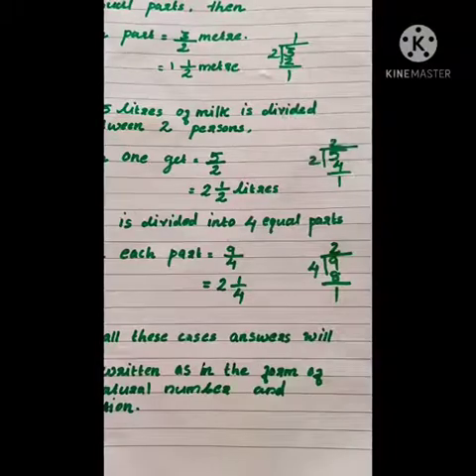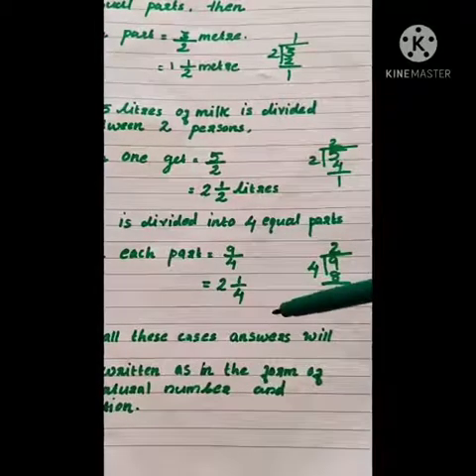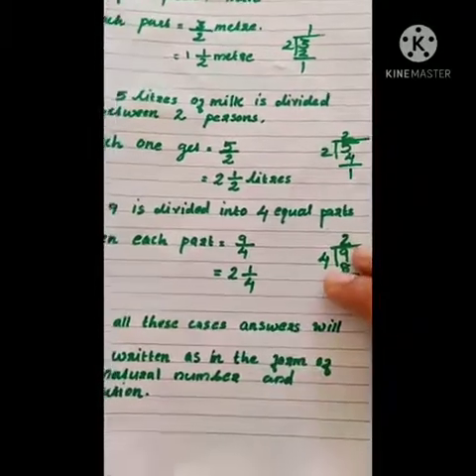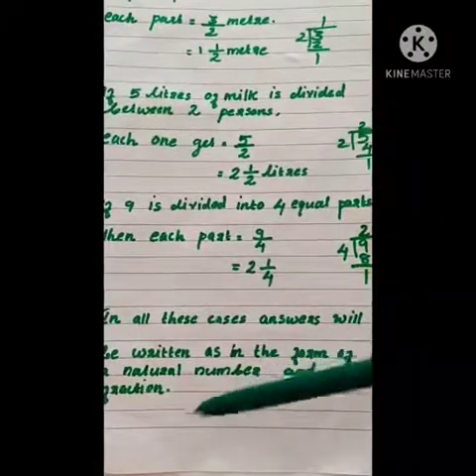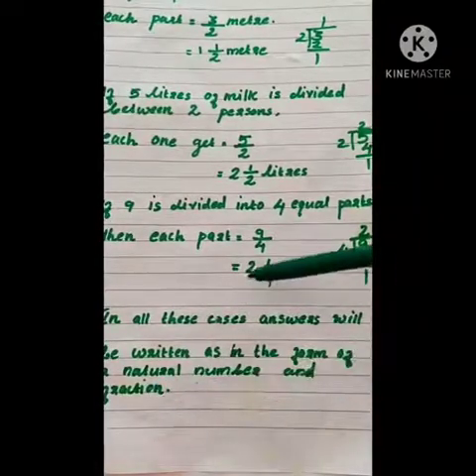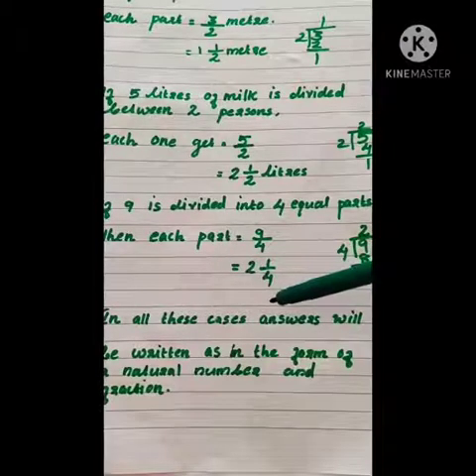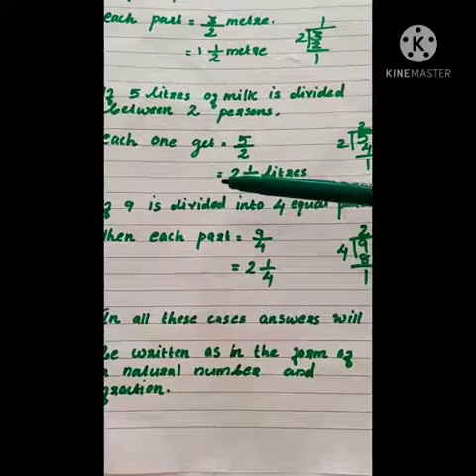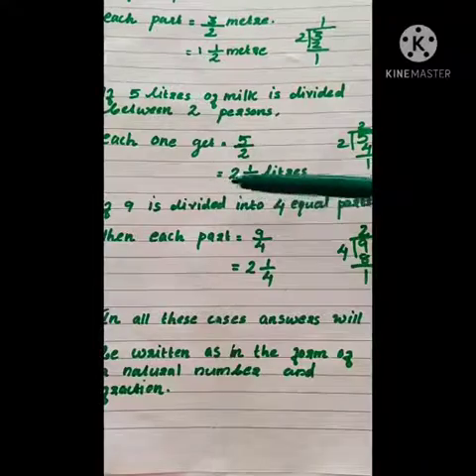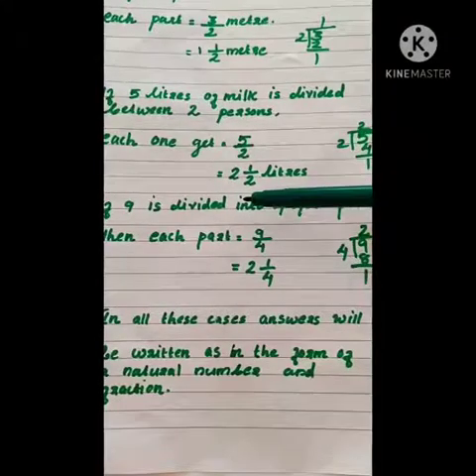In all these cases, the answer is written in the form of a natural number and a fraction. Here, 2 is a natural number and 1 by 4 is a fraction. In this case, 2 is a natural number, 1 by 2 is a fraction.